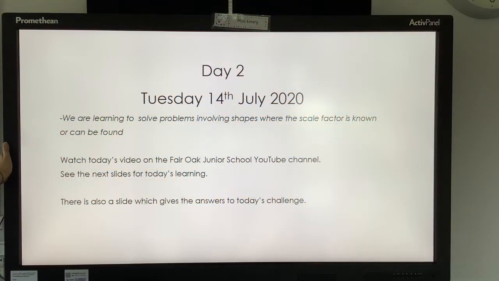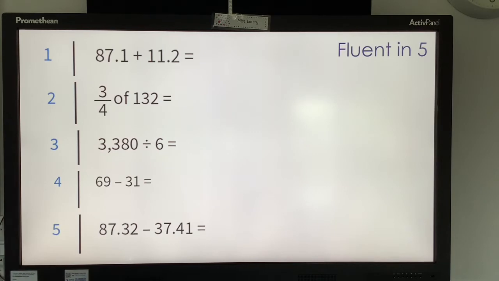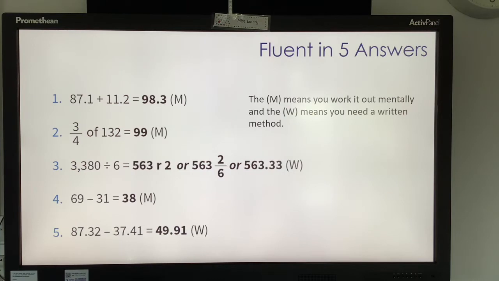Today we're going to be learning to solve problems involving shapes where the scale factor is known or can be found. So here's your Fluent in 5, please pause the video and have a go. Hopefully you paused the video, here are the answers.